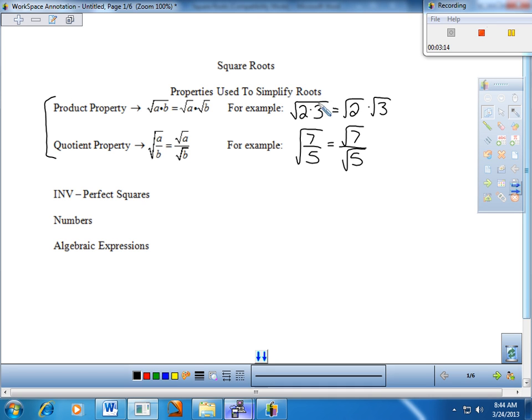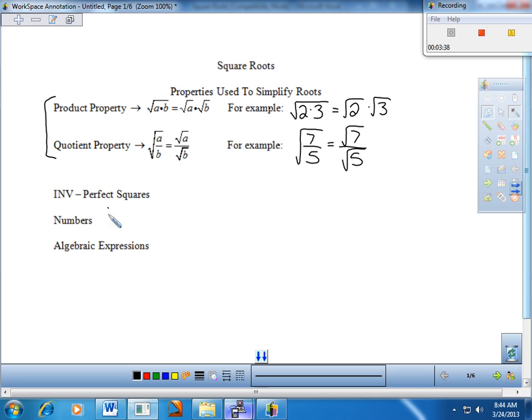I do have one investigation to get us thinking about the manipulation piece dealing with square roots. So we'll go very concretely initially, dealing with the perfect squares numerically, and then we'll go ahead and get a little more abstract with those algebraic expressions that you see. So let's give it a try.